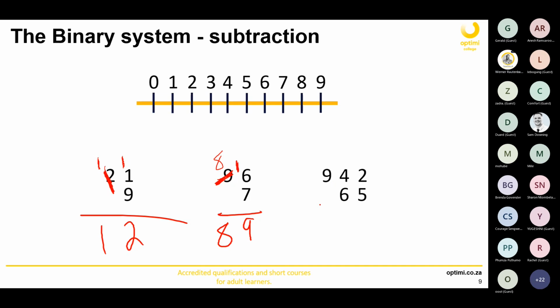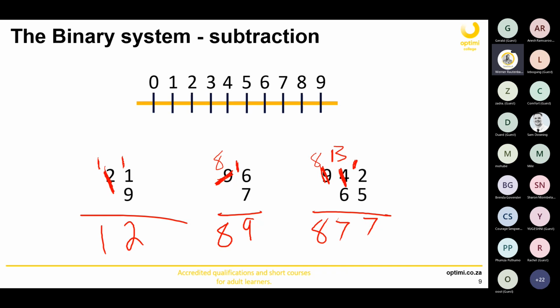Next one. 2 minus 5, we cannot do this. So we borrow from the 4, it becomes 3. We've got 12 minus 5, which is 7. 3 minus 6, we cannot, so we need to borrow from the 9. It becomes 13, and the 9 becomes an 8. 13 minus 6 is 7. 8 minus 0 is 8. It's 877.